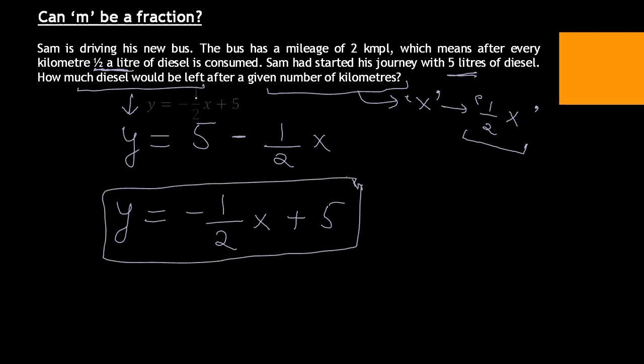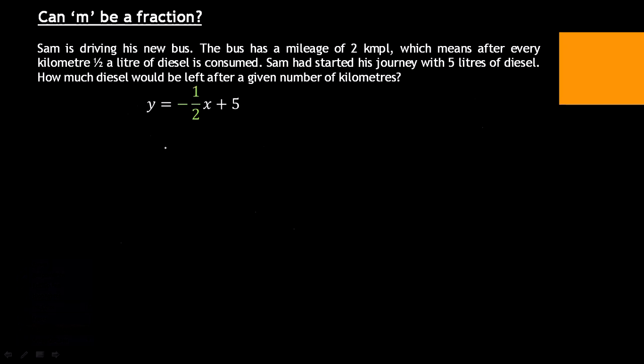Now let me write that here clearly. Yeah, y equals minus half x plus 5. If we look at this example, this is the y-intercept and this is our slope, which is m. So technically we can see here that m can be a fraction. Now let us see what exactly a fractional m stands for, or what it really means.